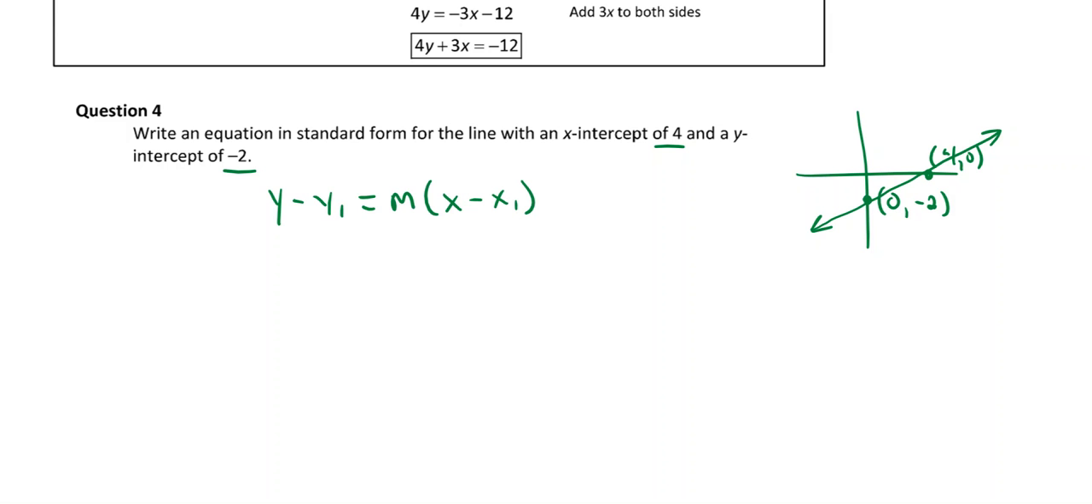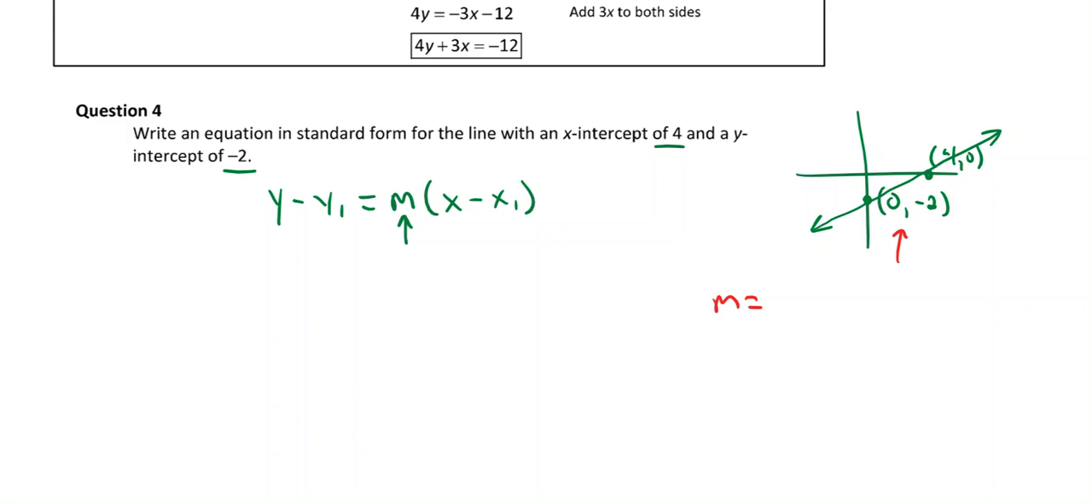Yep. So there's our equation. Really, we just want to plug in what we know. So we're going to need the slope. So let's figure out the slope. So m is equal to, how can we use these points to figure out the slope?